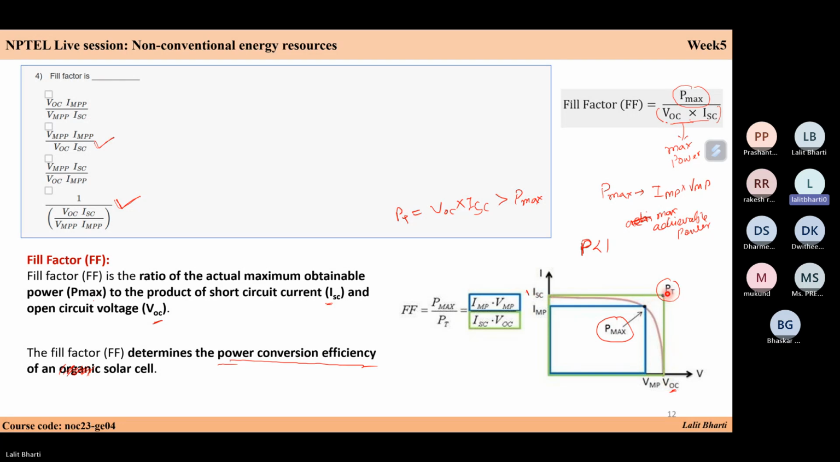So this is your PT. PT means VOC times ISC, and this is your maximum power point where you get the highest product. If you align your maximum power point with the voltage, we will get VMP and IMP. The ratio of these two is called the fill factor, which is always less than 1. The more your fill factor, the more efficient your solar cell is. So your option 2 and option 4 are correct, just a different representation.